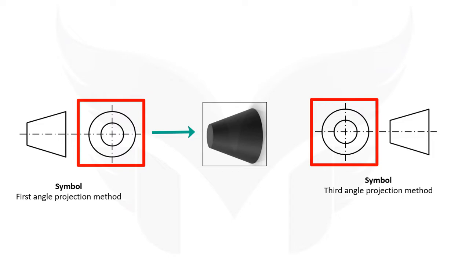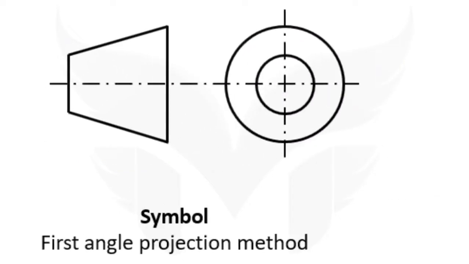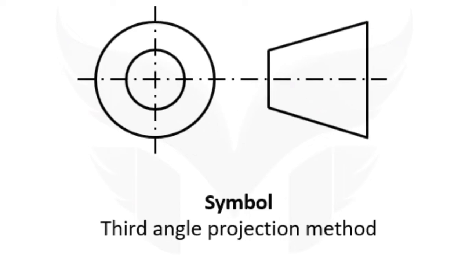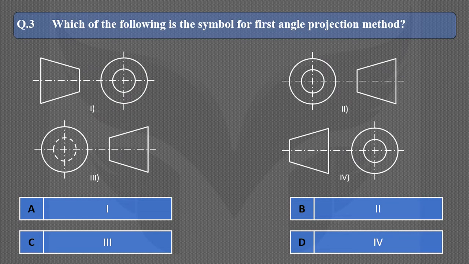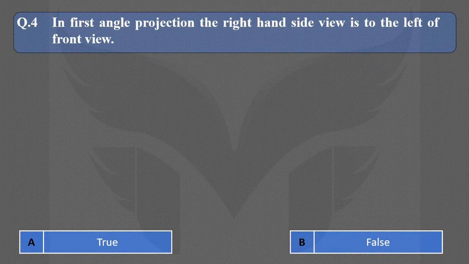Two concentric circles. As per the first angle method of projection, the left hand side view falls to the right side of the front view. And this is the symbol of the first angle method of projection. According to the third angle method of projection, the left hand side view falls to the left hand side of the front view. And this is the symbol of the third angle method of projection. So the correct option is D. Now the next question is, in first angle projection, the right hand side view is to the left of the front view. And the answer is true.